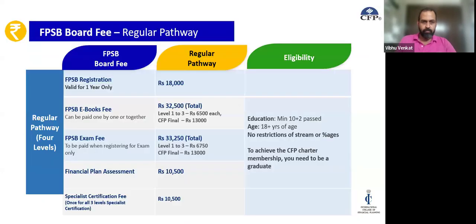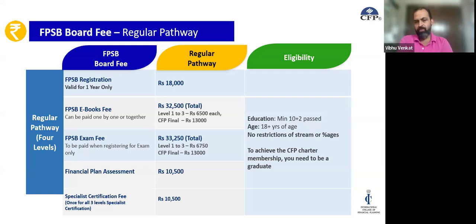Okay, this is your fee in terms of the board fee. This is not our fee. This is what the FPSB, which is the Financial Planning Standards Board, is charging. One is your FPSB registration, and then your FPSB ebook fee, which you have to pay to subscribe to their content. For all the four levels, it can be paid one by one or together. Level 1 to 3 is 6,500 each. CFP final is 13,000. Then you have the exam fee, which for each of the exams from level 1 to 3 is 6,750, and the final is 13,000.